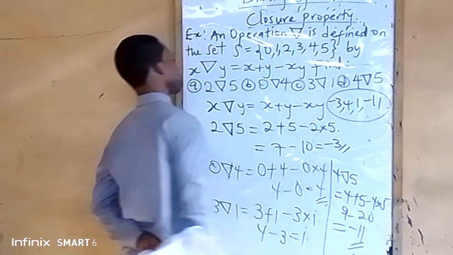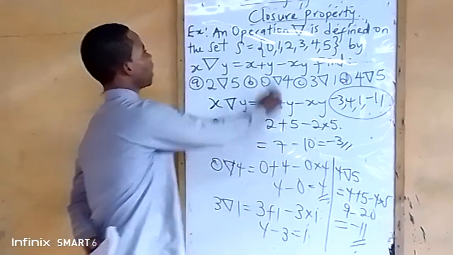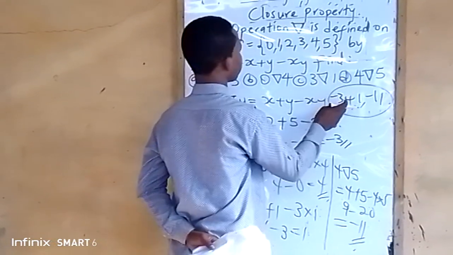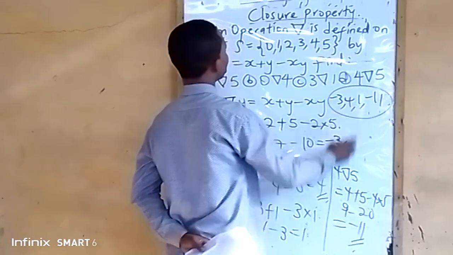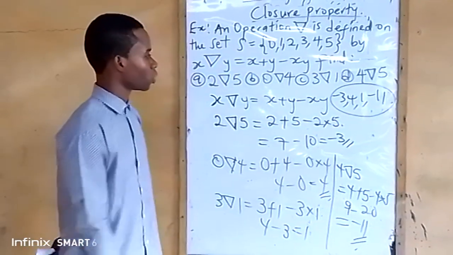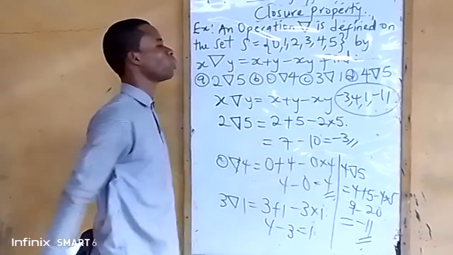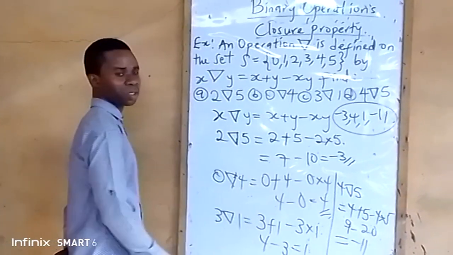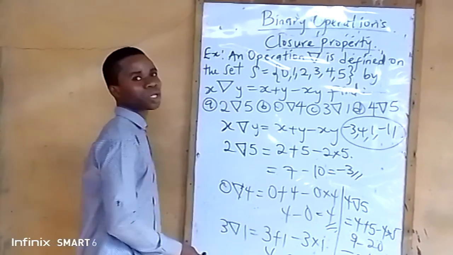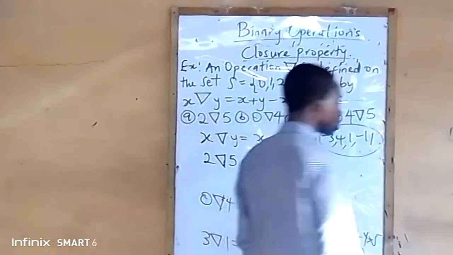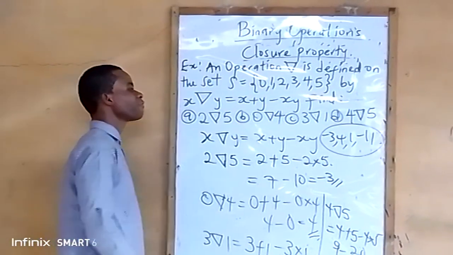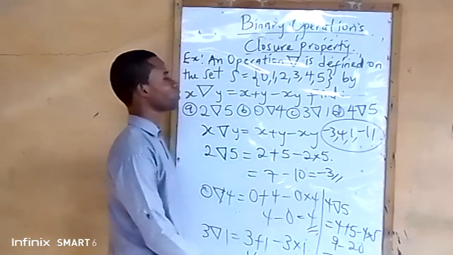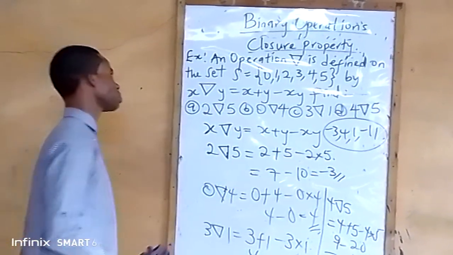Now we want to know whether the operation is closed. Go back to the elements given. We have 4, we have 1, but we don't have minus 3 and we don't have minus 11. We don't have minus 3 in this set and we don't have minus 11. Definitely this operation is not closed. It's not closed because if it is closed, everything we get we must be able to find in the elements given to us. It shows that the operation is not closed.